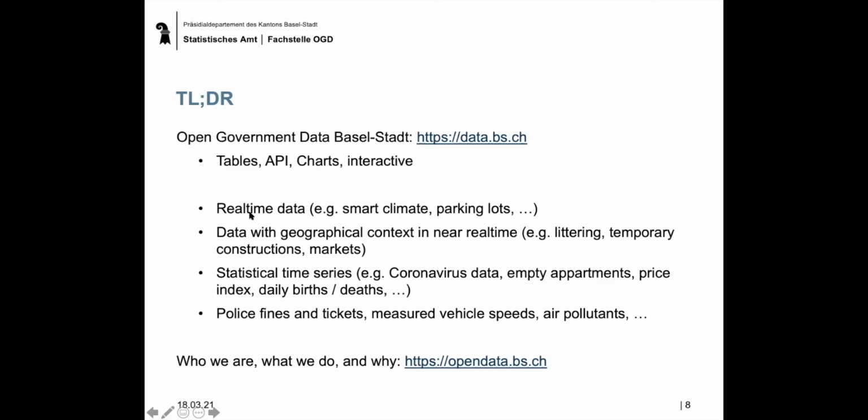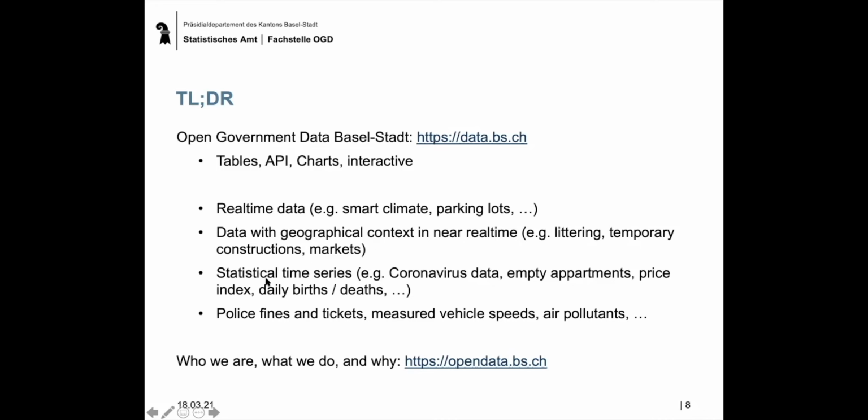You'll see that. Then we have other data with geographical context in near real time. For example, we have the littering data set. So in Basel, whenever somebody puts a trash bin somewhere at the wrong moment or in the wrong space, this is of course tracked, and you will see that twice daily. Then we have data sets that are updated daily about temporary construction, about markets. Currently, there are not too many markets because of the pandemic, but there are many other data sets with geographic context that are updated near real time.